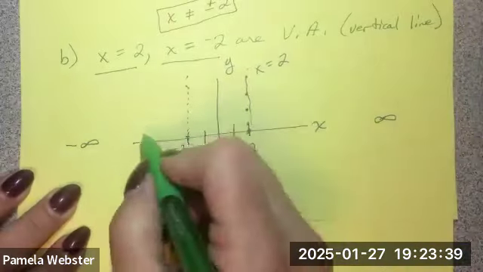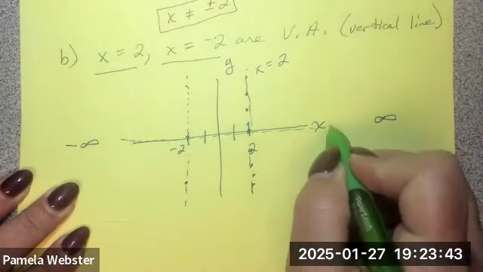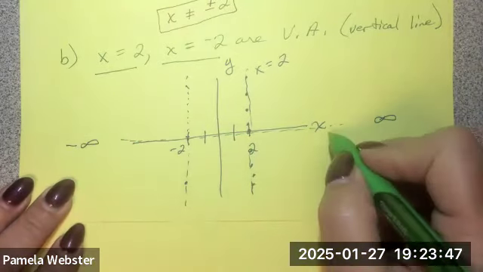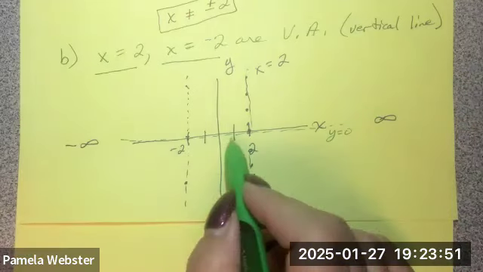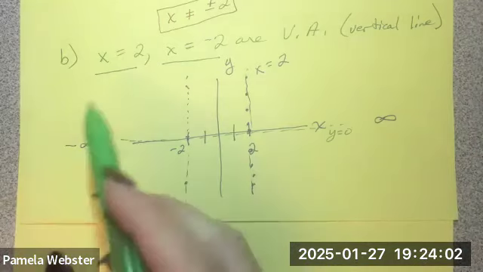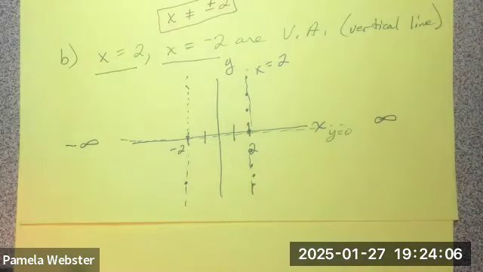So here's my graph. We've got the two vertical asymptotes. I've got this guy, a horizontal asymptote at y equals 0, or in other words, the x-axis, right? That's a real common one. It happens a lot that the denominator has a bigger exponent, so we get y equals 0 a lot.